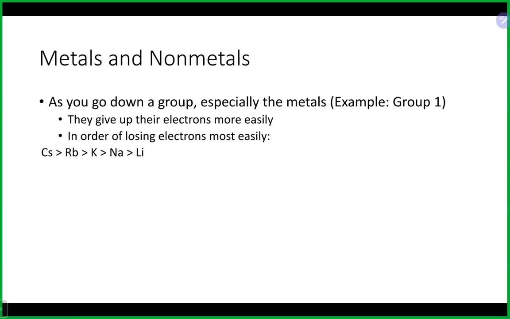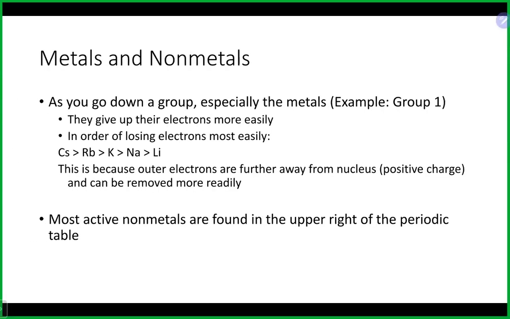Now, metals and nonmetals, as you go down a group, especially with metals, they give up electrons a lot easier. So if we look at group 1 there, cesium will lose its electrons a lot easier than lithium. That is because their outer electrons are further away from the nucleus. Because of that, those valence electrons are not held as tightly, for some reasons we're going to talk about in just a second, and that allows them to be removed a lot easier.